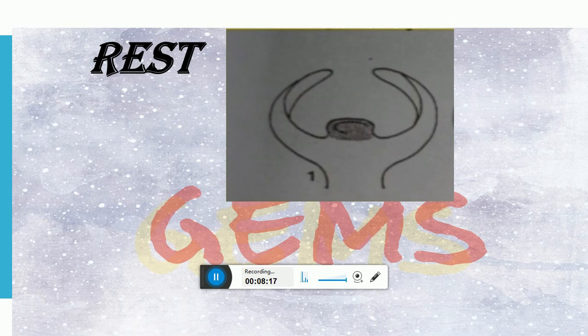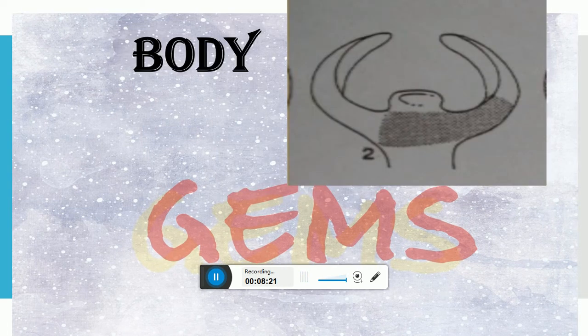Next we have body. Body is the part of the clasp that connects the rest and shoulder of the clasp to the minor connector. What does a body do? It is very rigid and it always lies above the height of the contour. It contacts the guide plane of the abutment during insertion and removal. Guide plane is nothing but the path. So this is about the body.